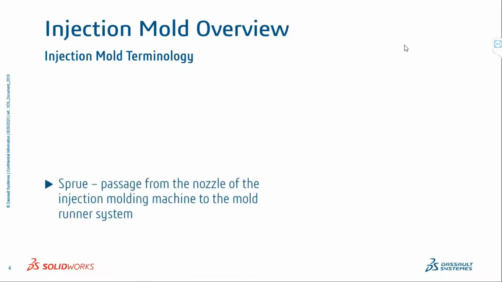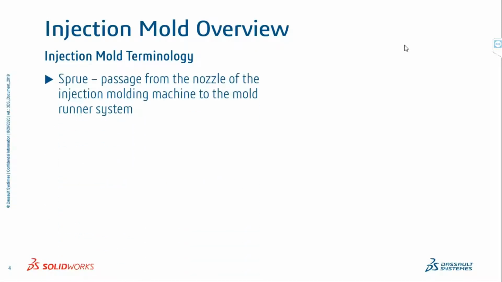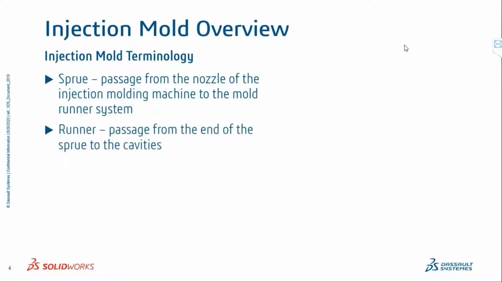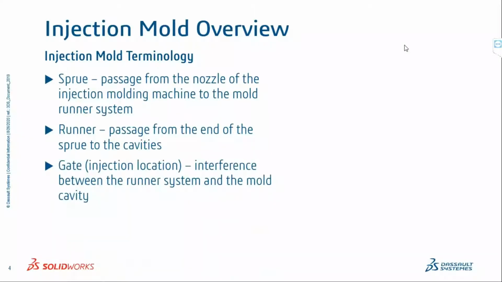Now, going ahead, I will just reiterate the injection mold terminology. We all are aware that the basic parts are the sprue, runner, and the gate systems. The first one, sprue, is the passage from the nozzle of the injection molding machine to the runner system. Then the runner is the passage from the end of the sprue to the cavities, from where my cavity will get filled. And the gate is the actual location, the interface between the runner system and the mold cavity. And finally comes our cavity, or the net shape of my plastic part.